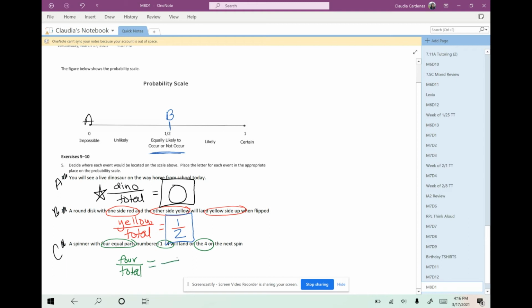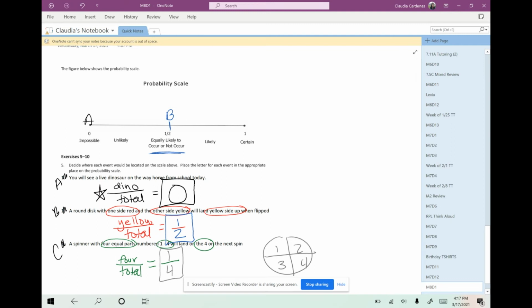So if I look here to set up my fraction, I know that if we had a spinner with 4 equal parts, let me just go ahead and draw it out. 1, 2, 3, 4. I see there's only one section that has the number 4 on it. Out of how many total sections do we have? 4. So that means the probability of landing on a 4 is 1 out of 4, or 1/4.